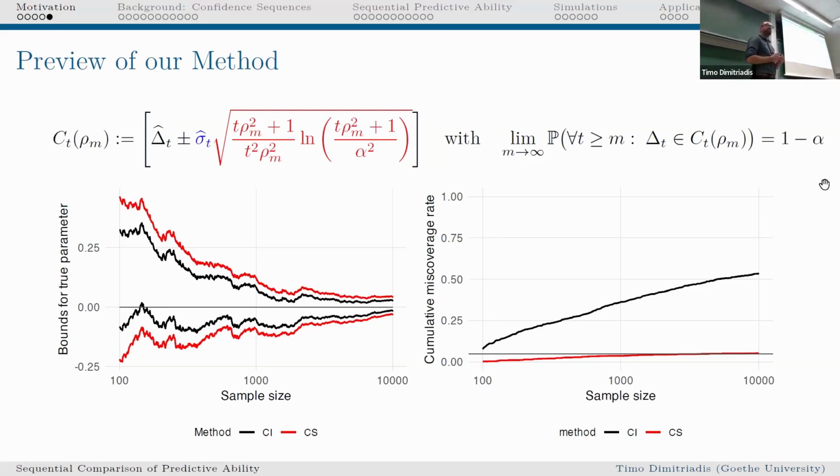And now the guarantee that we have is this one in the end. The probability that the truth, which is delta t, is inside the confidence sequence C_t is 1 minus alpha, however, for all t larger than some m. Think of m as the initial peeking time, 100, so we don't peek before a sample size of 100. And what's maybe not that nice is that we have to peek infinitely late, so we look at the limit of m going to infinity.